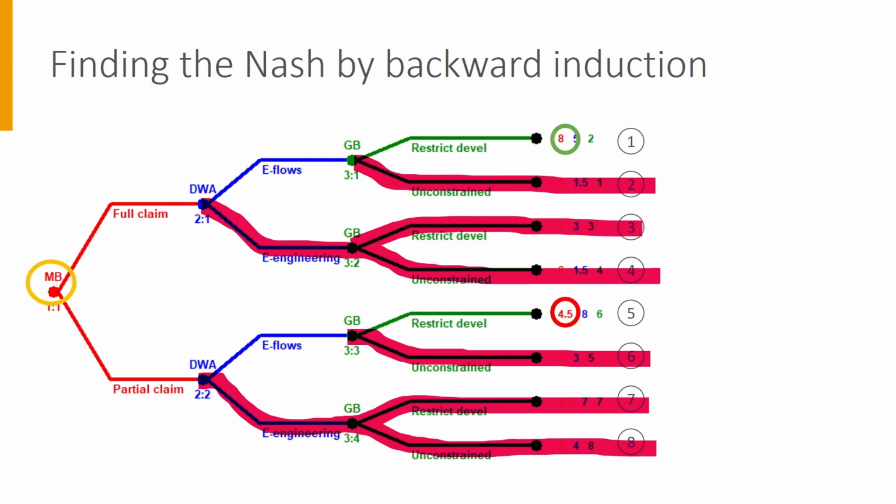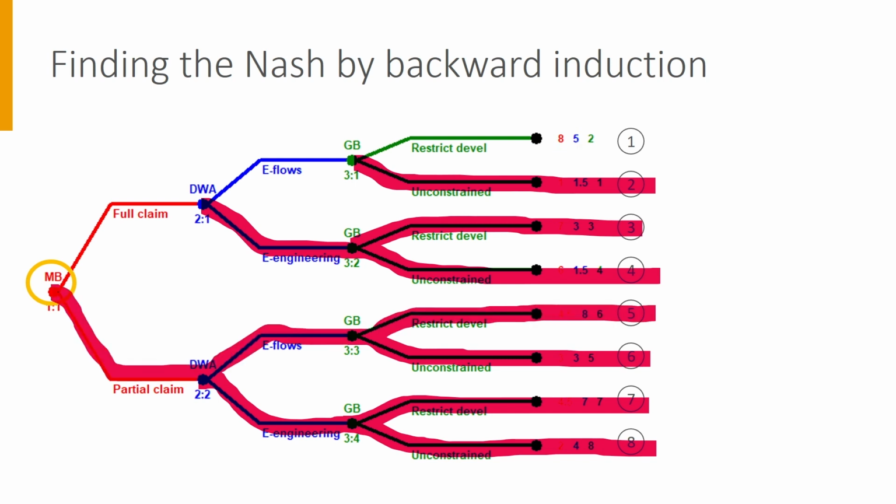We now reach the first player, the city of Mossel Bay. Knowing what the other players' moves are and what their preferences are, Mossel Bay knows that essentially it chooses a move either to outcome 1 or to outcome 5. In outcome 1, the payoff to the city is 8. This is the first payoff in red. In outcome 5, the payoff to the city is 4.5. The city will thus move to full claim, resulting in outcome 1.